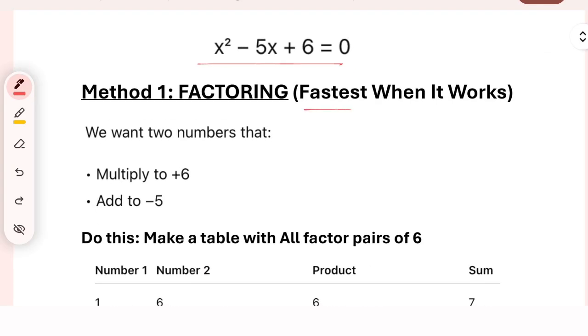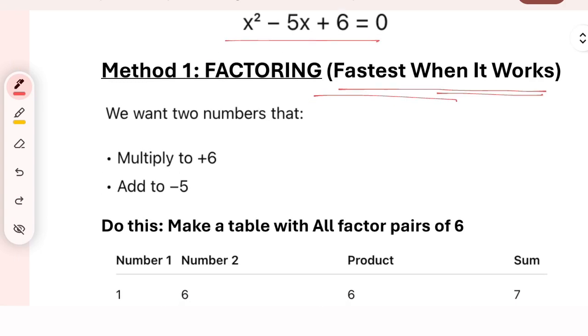Usually this is the fastest when it works. When it works, this is actually the fastest method. But if it doesn't work, I don't want you to spend so much time on it. Just proceed immediately and apply the quadratic formula. Again, when it works, the factoring method is the fastest method.